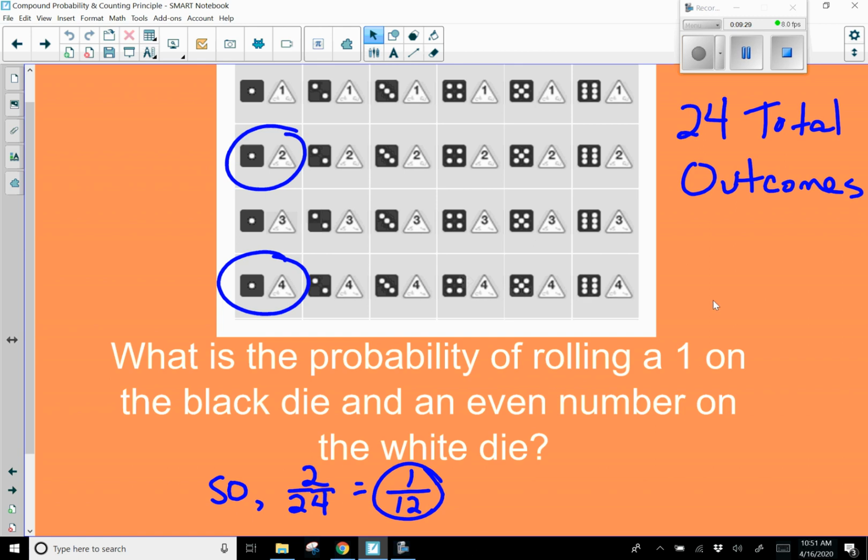And we want to find the probability of rolling a 1 on the black die and an even number on the white die. So if it's got to be a 1 on the black die, we're only looking at this first column here. And we're looking for an even number on the white die. So that would make this a favorable outcome and this also a favorable outcome. So that would be a compound probability of 2 over 24, which simplifies to 1/12.